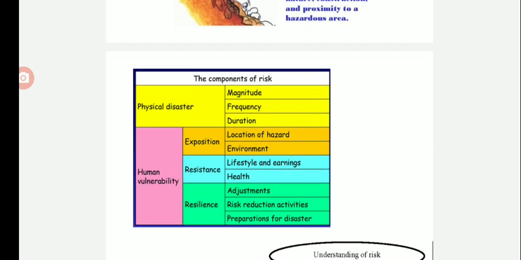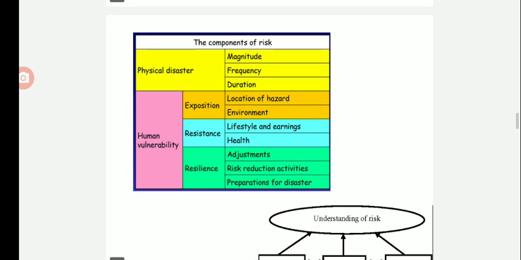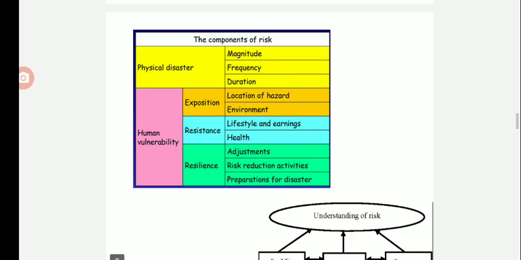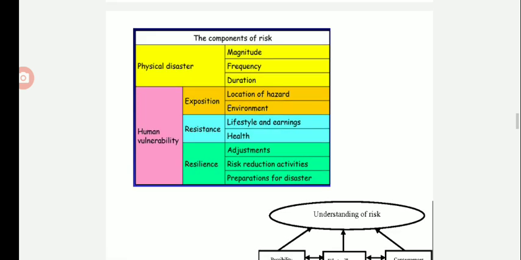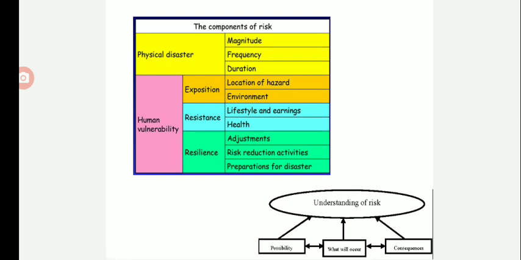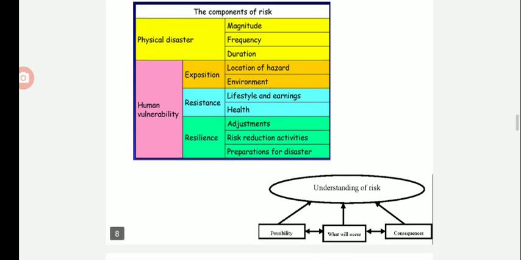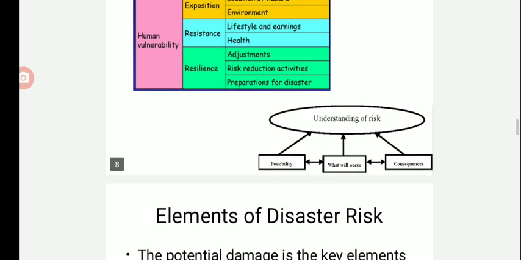Then what are the components of disaster risk? The first is the physical disaster, which comes under magnitude, frequency and duration. The second is human vulnerability, which is exposition, resistance and resilience. Exposition is the location of the hazard, resistance is lifestyle with earnings and health, and resilience is adjustments, risk reduction activities and preparation for disaster.